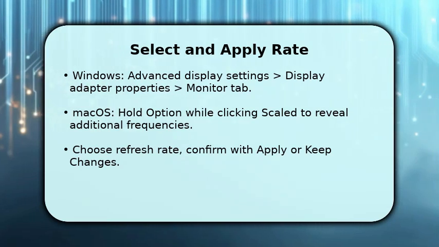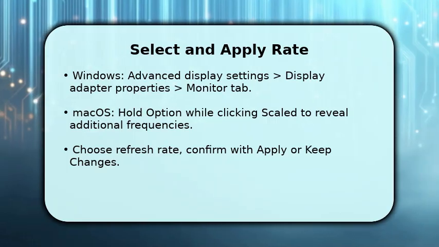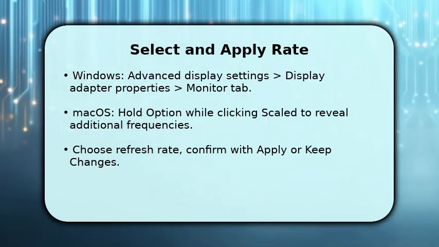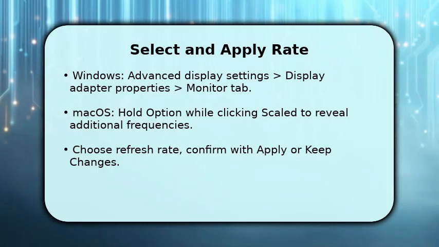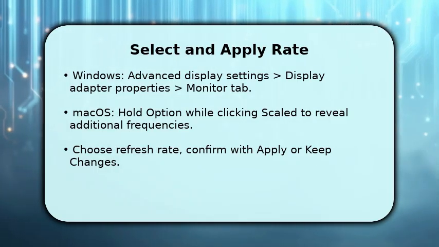Next, you pick the new refresh rate and apply it. On Windows, navigate to Advanced Display Settings, open Adapter Properties, and use the Monitor tab to select the frequency. On macOS, hold Option while clicking Scale to reveal extra choices.